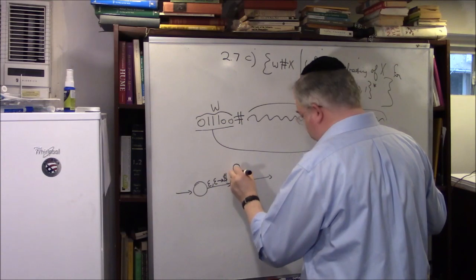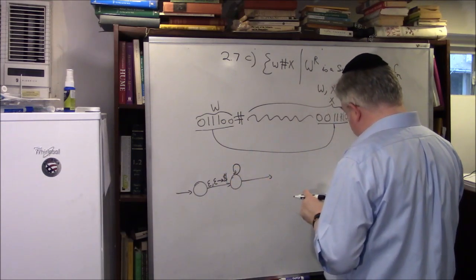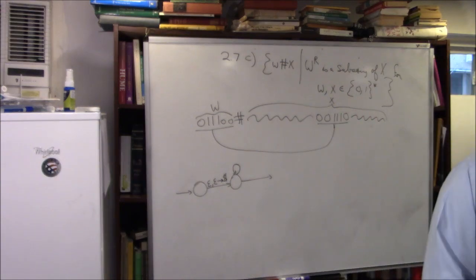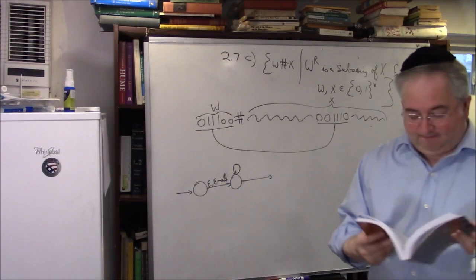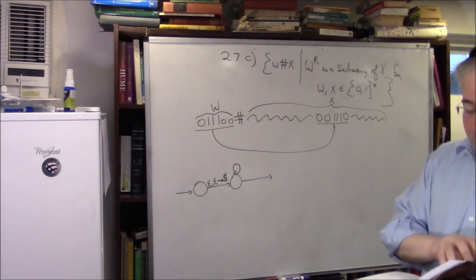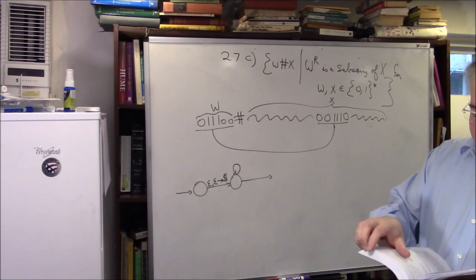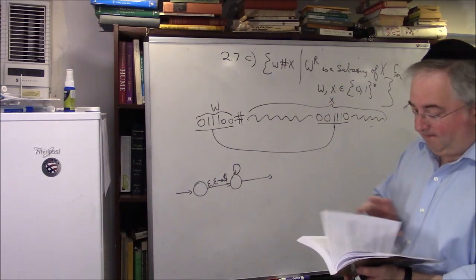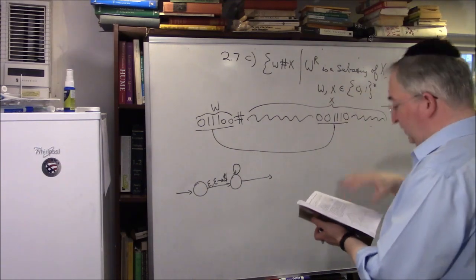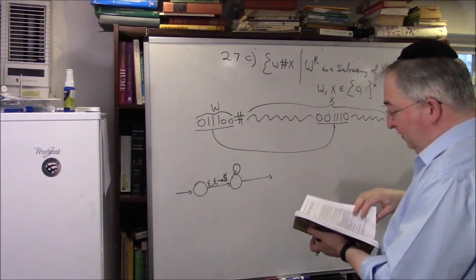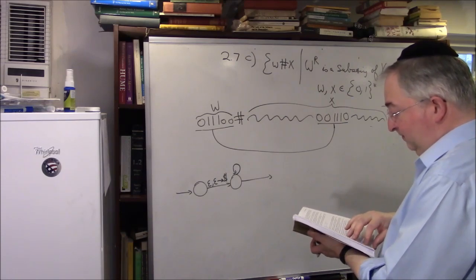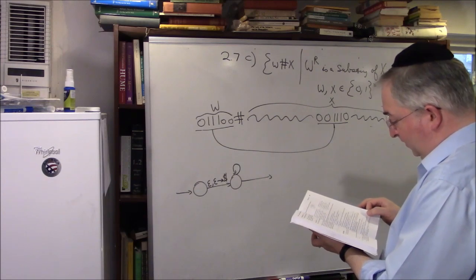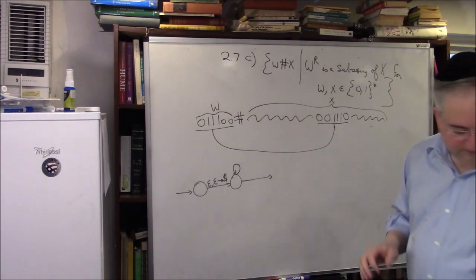Hold on, don't move. Okay, I don't think it's AB. I don't think it's 0, 1. I think it's AB. But I just want to make sure. No, 0, 1.